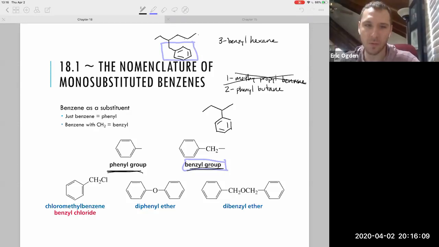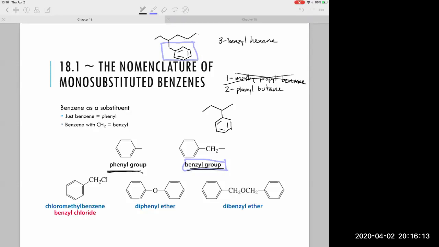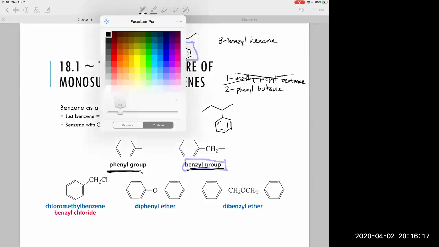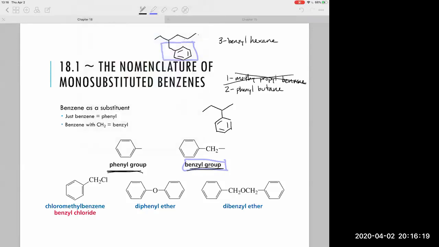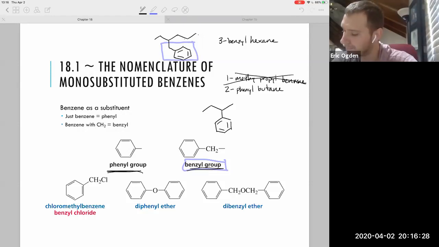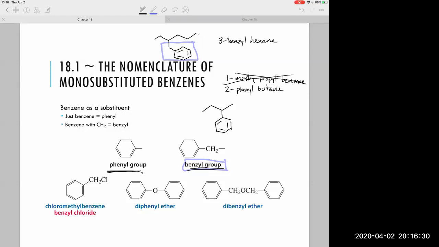What if it has more than one CH2 in between the benzyl and the parent chain? Yeah, so then you would consider it to be a benzene compound with an alkyl substituent. Gotcha. Yeah, so the only two choices are phenyl and benzyl. There's nothing after that.